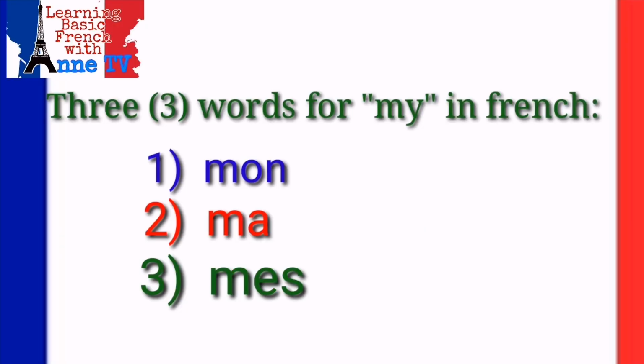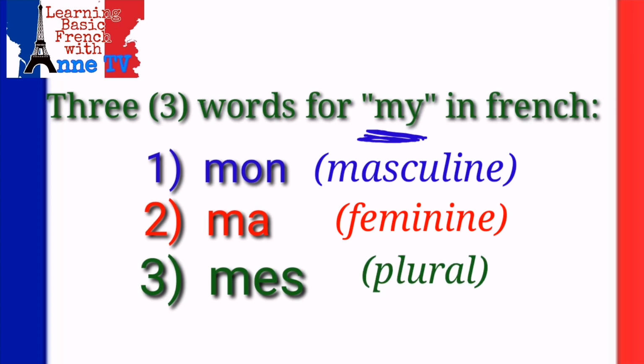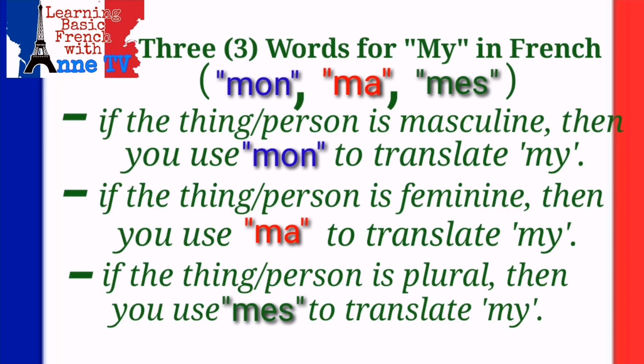So again, there are three words for my in French. We have mon, ma, and mes. To decide whether to use mon, ma, or mes to translate my, we need to look at the noun that comes after it. Remember that French nouns can be either masculine or feminine. We also need to consider whether it is plural or more than one. So mon for the masculine noun, ma for the feminine noun, and mes for the plural noun.